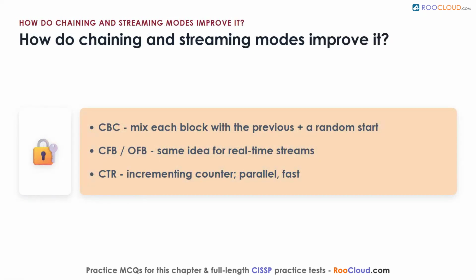How do the chaining and streaming modes improve on it? They break that predictability by mixing each block with something that changes. Cipher block chaining combines each block with the previous ciphertext using exclusive OR plus a random starting value, so repeats vanish. Its streaming cousins, cipher feedback and output feedback, apply the same idea to real-time data instead of stored blocks. Counter mode goes further, using a simple incrementing counter, which lets it encrypt many blocks in parallel for speed. Think of numbering every page before you scramble them, so no two scrambled pages ever look alike.